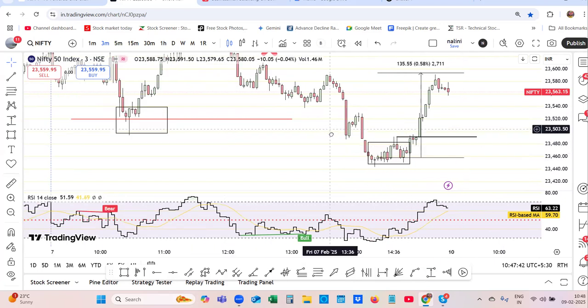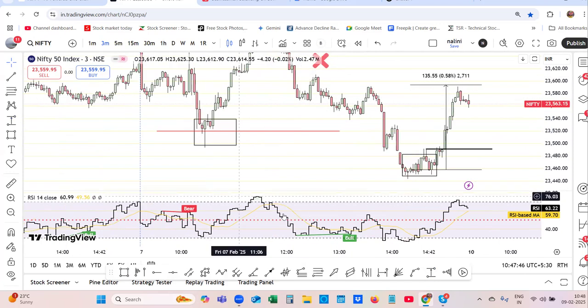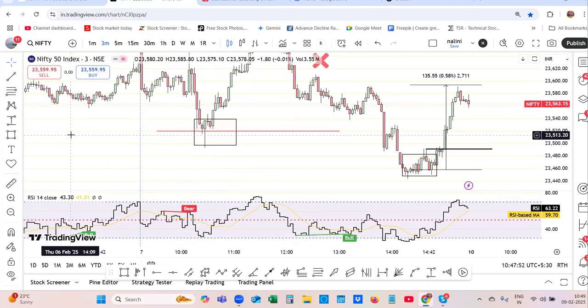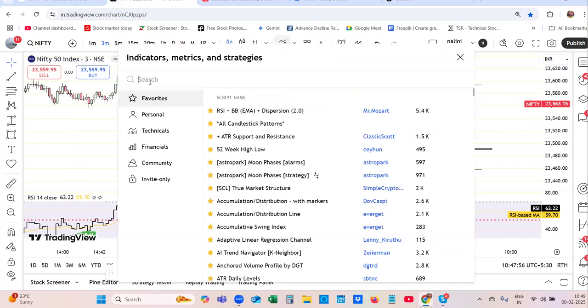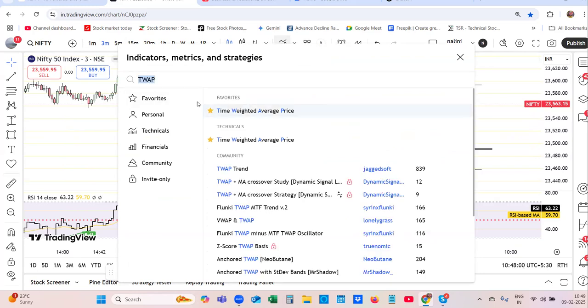So this is a wrong entry. You should never make this type of entry. You should wait for the oversold condition. You have to cross-check with the volume, and let me cross-check the entry with the TWAP. Let me apply the TWAP for you people. How to see the TWAP? I'm applying this TWAP.